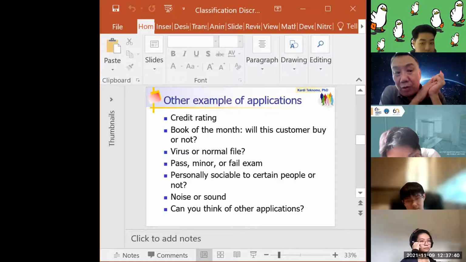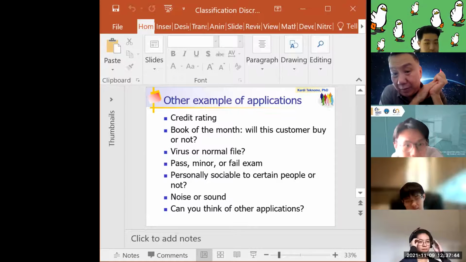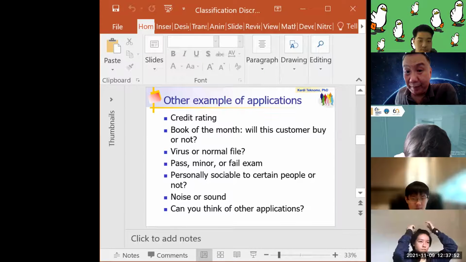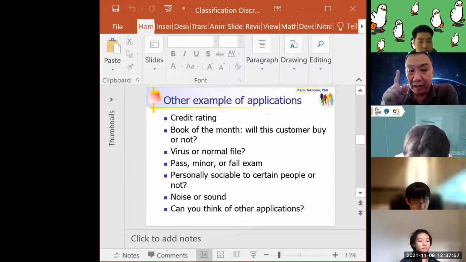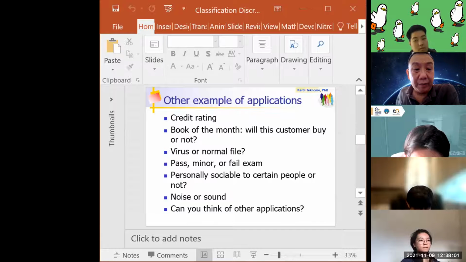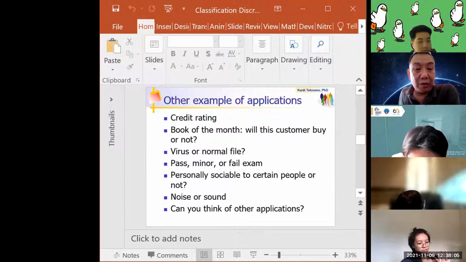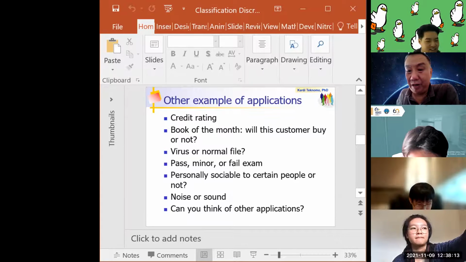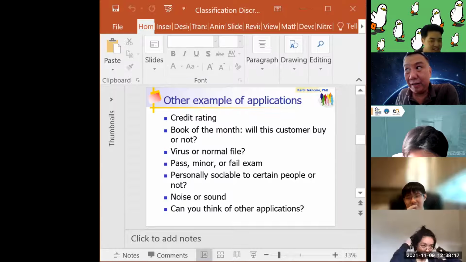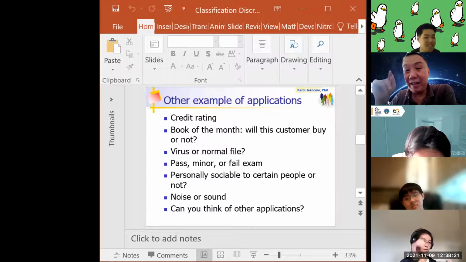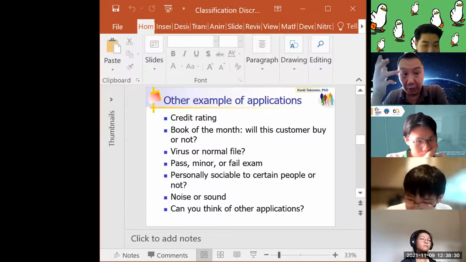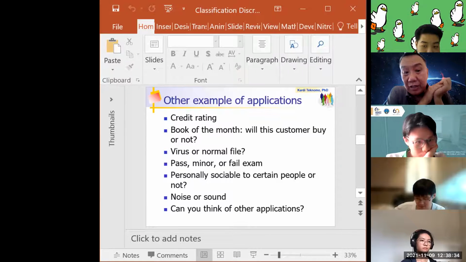If you want to check whether a program is virus or not virus, for example, you create an antivirus program, then again this requires a classification, right? So the class is whether it is virus or not virus. Another example here is whether you will pass, have a minor problem, or fail the exam. You create an application that lets students know, after you give them certain tests, whether they can pass, have just a minor deduction, or actually fail the exam. You can also create a program to check whether a person is sociable or not, whether this is noise or sound.